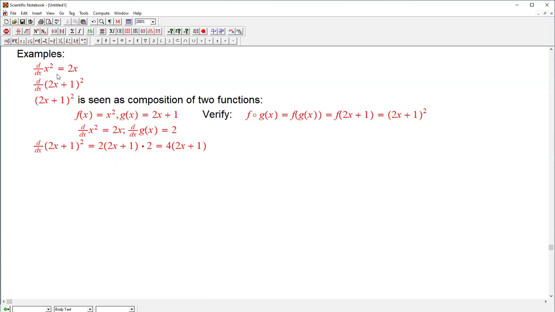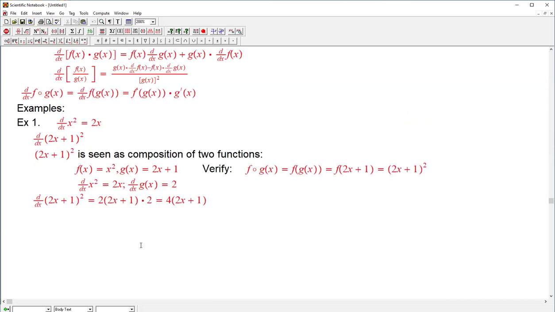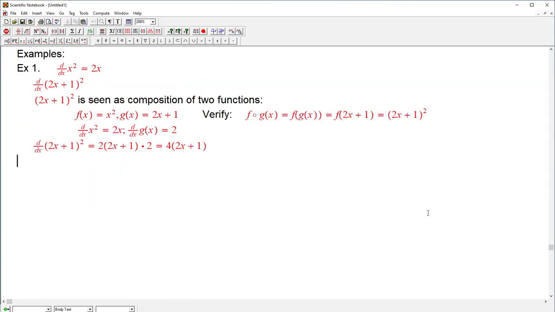So this is example 1. Let's look at another example, example number 2. I'm going to differentiate the derivative of cosine squared.